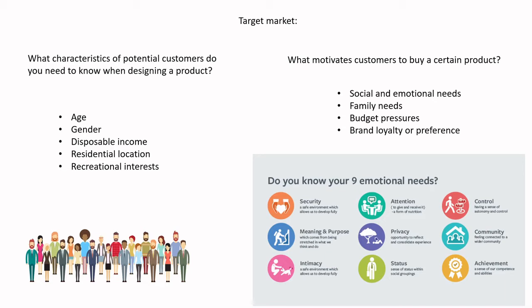There are also some things that customers, consumers, us, the people that buy the stuff, will take into consideration when we're buying things. That might be our social or emotional needs, our family needs, so what we actually physically need, budget pressures, and then brand loyalty or preferences.